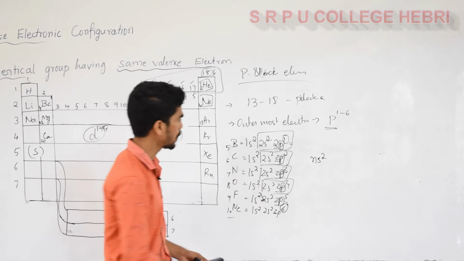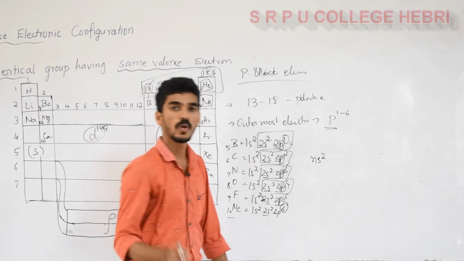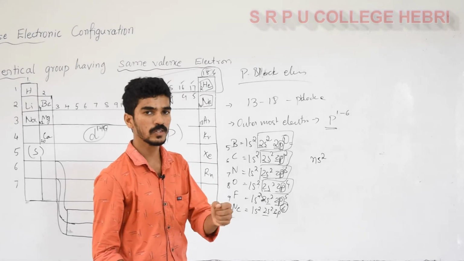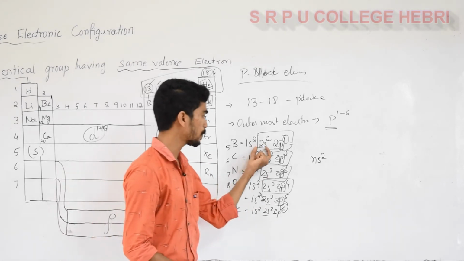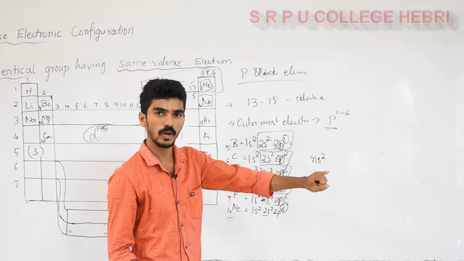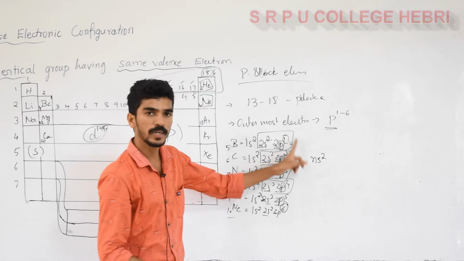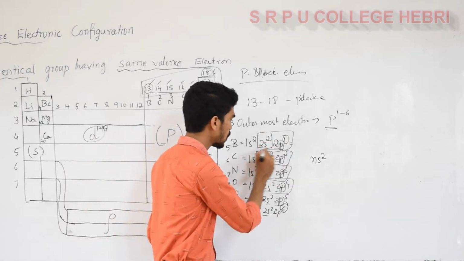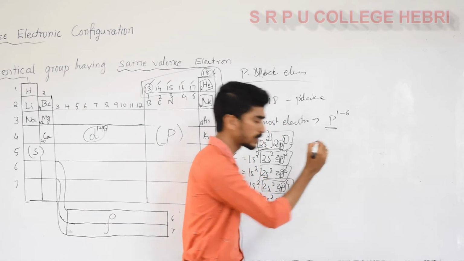Entire group having this same 2s2, 2s2, 2s2. Why? Because we have sufficient electrons, we should fill the lower energy first. When it is completely filled, then go for the remaining orbitals. So if we have gone to the P orbital, then this orbital should be filled. That is nothing but ns2.